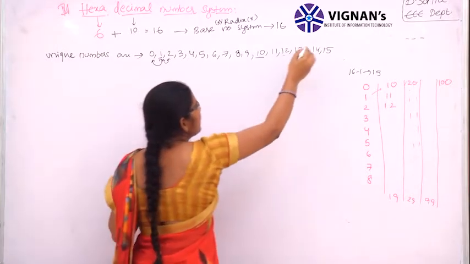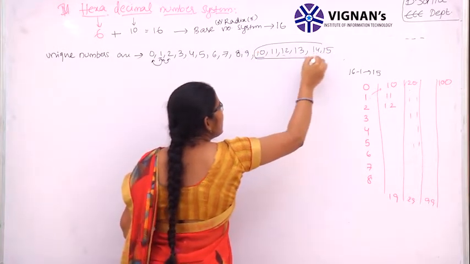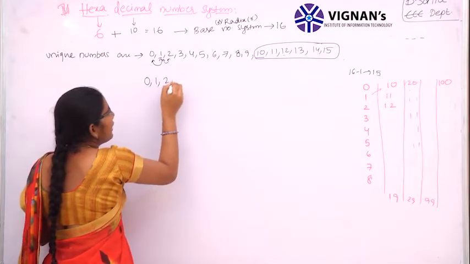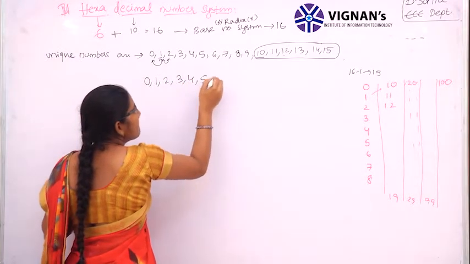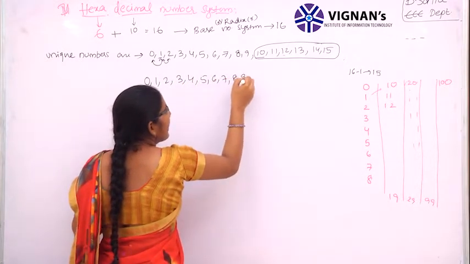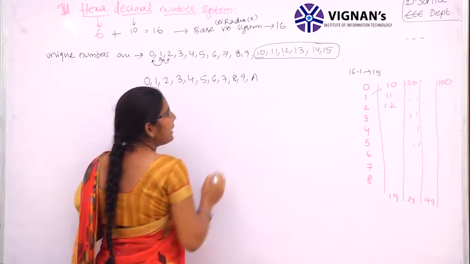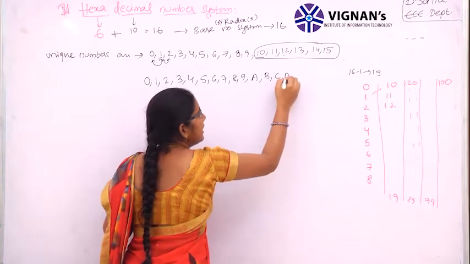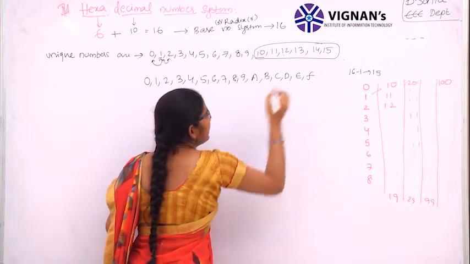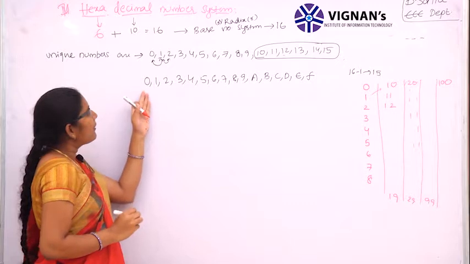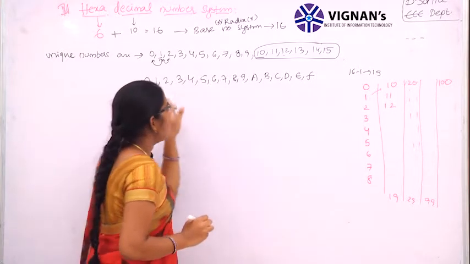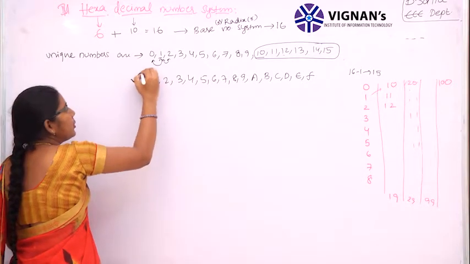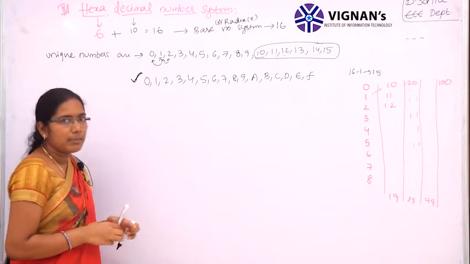So, instead of these digits, in a hexadecimal number system, we are having 9. After 9, we'll have a unique number called A, then B, C, D, E and F. Now, we are having 16 unique numbers. So, in this way, we can write the unique numbers in hexadecimal number system.